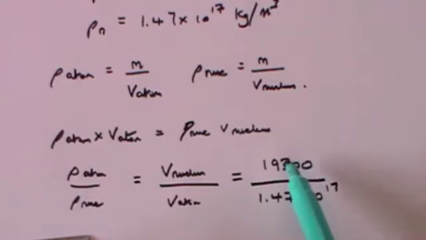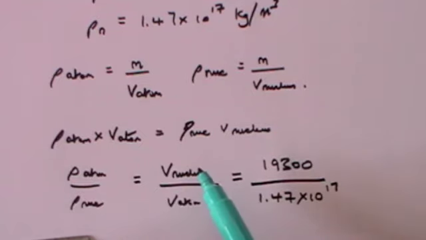You can see that this number is vastly smaller than this number. So the volume of a nucleus is vastly smaller than the volume of an atom. Consequently, most of the atom is pure emptiness, and only a very small part of it constitutes the nucleus.